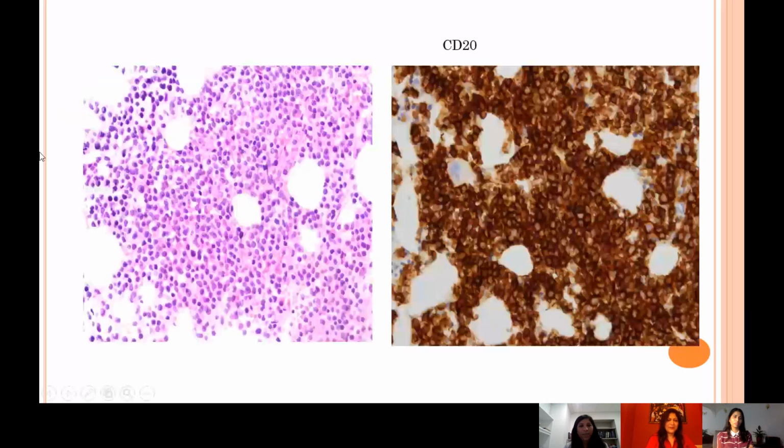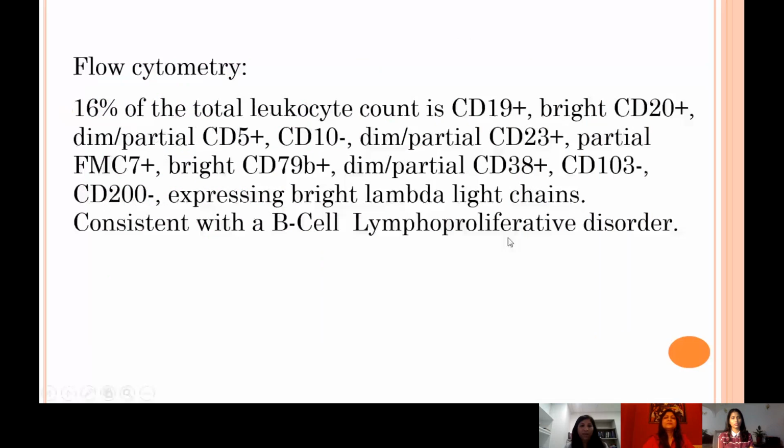As you can see in here, these are small cells. They have round condensed nuclei. We are not seeing any prominent nucleoli, any brisk mitosis, or apoptosis. We are not seeing any granulomas either. No other pertinent findings are there. And then on the right side, we can see these cells. They are diffusely and strongly membranous positive for CD20.